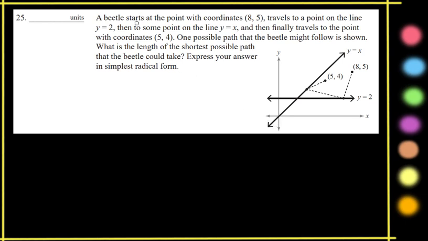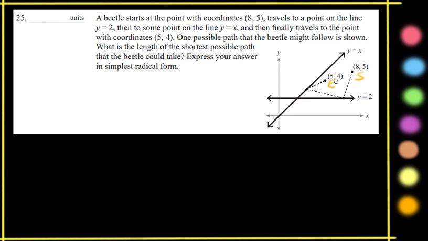So it says there's a beetle, and the beetle starts at the point with coordinates 8, 5. So that's this guy here is where he starts. And he travels to a point on the line y = 2. So we don't know where along the line he travels to, but at some point along this line. And then he travels to some point on the line y = x, some point along here. And then finally he travels to the point with coordinates 5, 4. So he travels up to here. This is his ending spot.